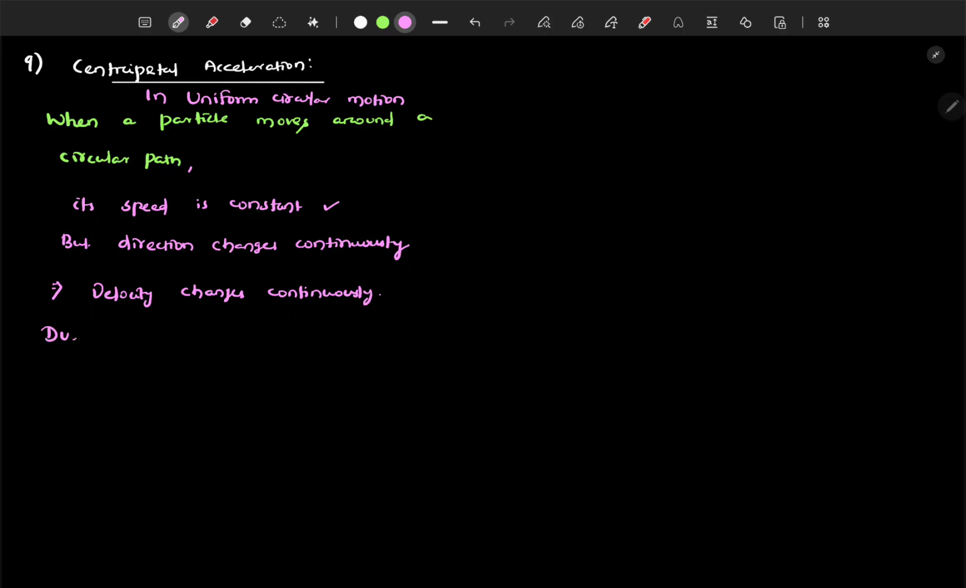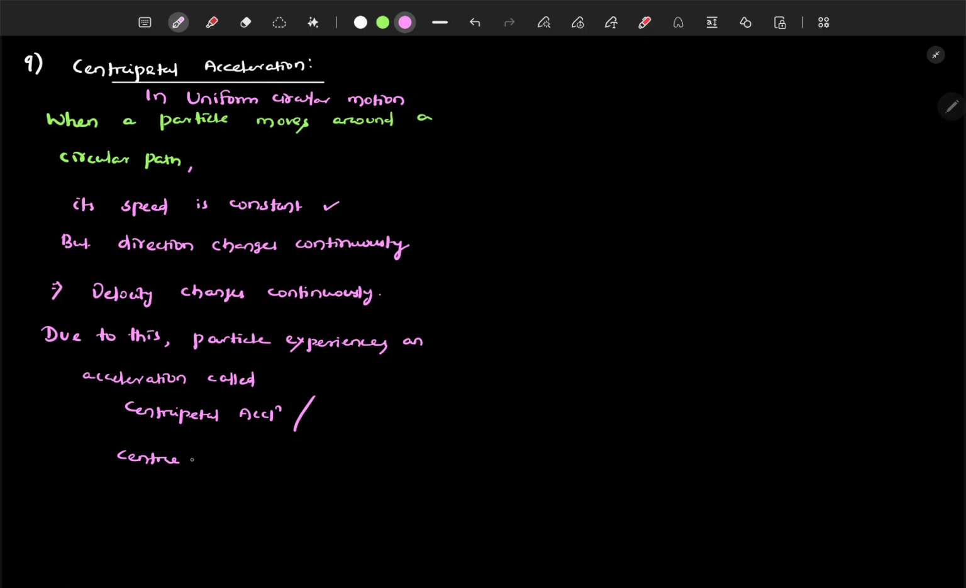Yes, so due to this change in velocity, particle experiences an acceleration called centripetal acceleration. It is called centripetal acceleration, or you can say it as center seeking acceleration. Center seeking, that means its direction is always towards the center of the circular track. Center seeking acceleration.